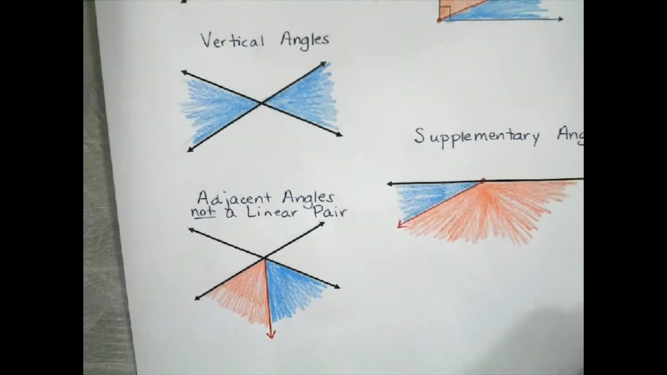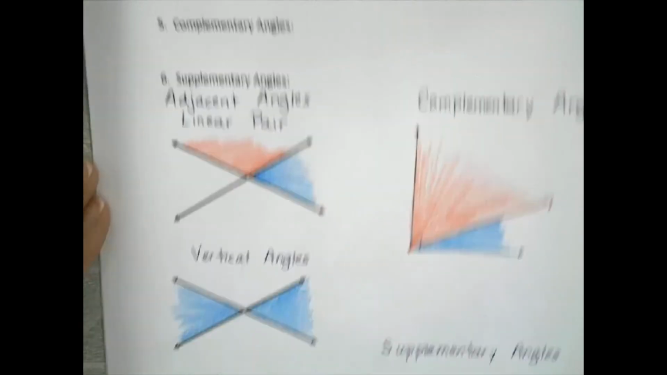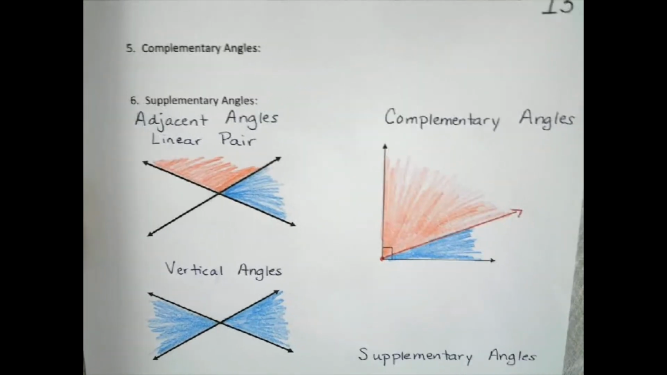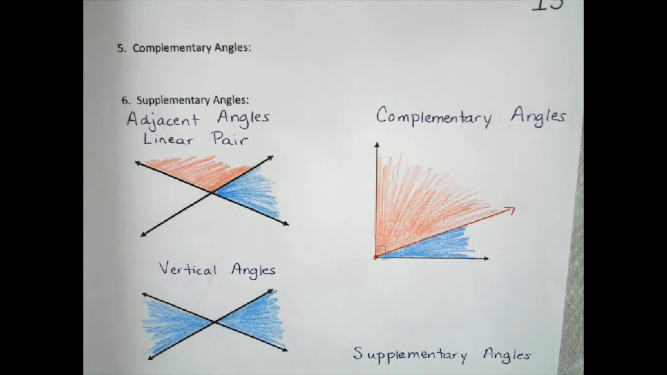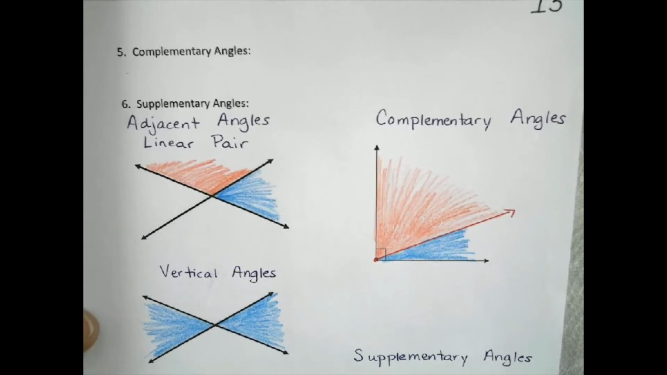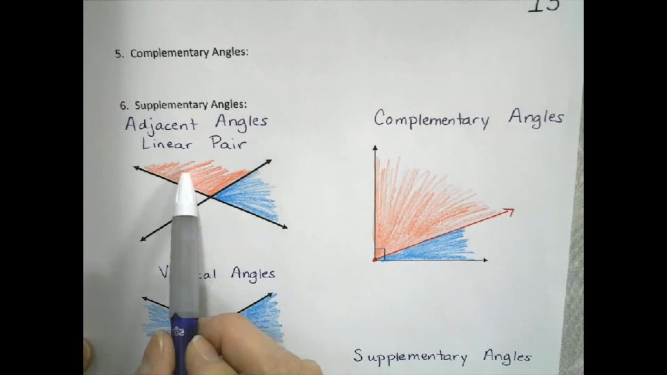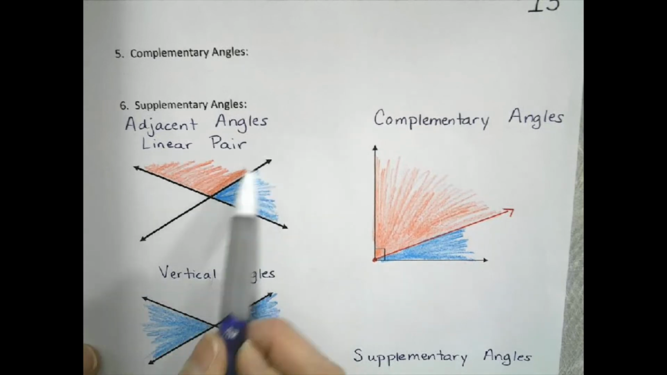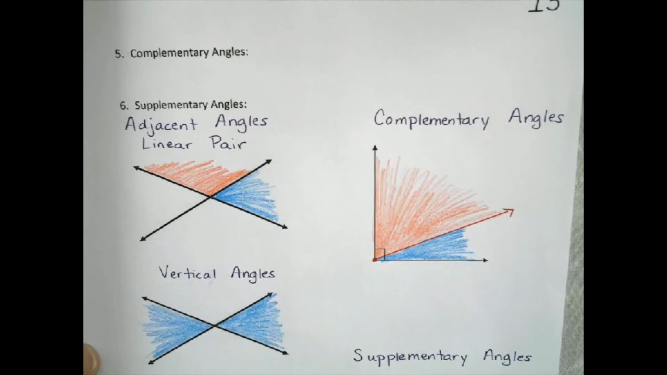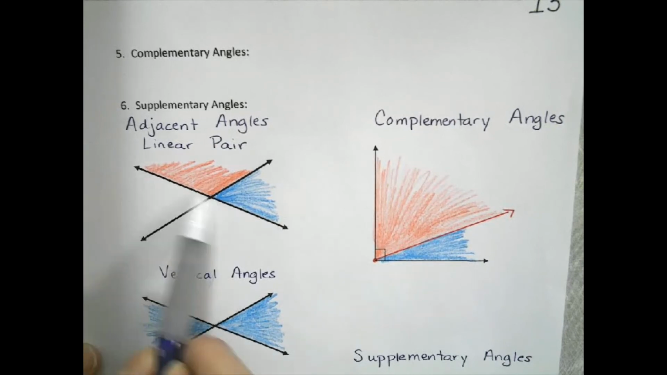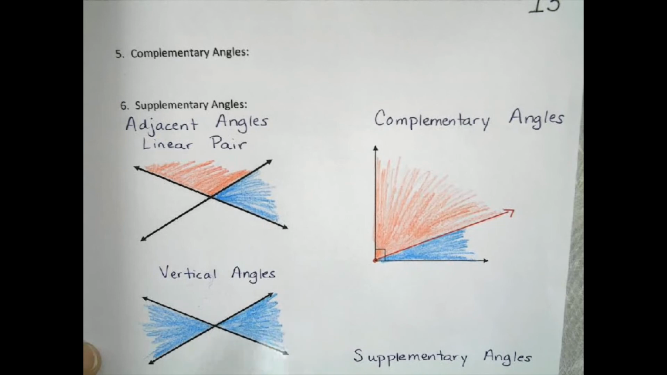On this particular sheet, I'd like you to label and draw in the angles that I have modeled for you here. An adjacent set of angles are two angles side by side that share a common side. In this particular example, they also happen to form a linear pair because their non-common sides form a straight line. Vertical angles happen when two lines intersect and the two non-adjacent angles are congruent.